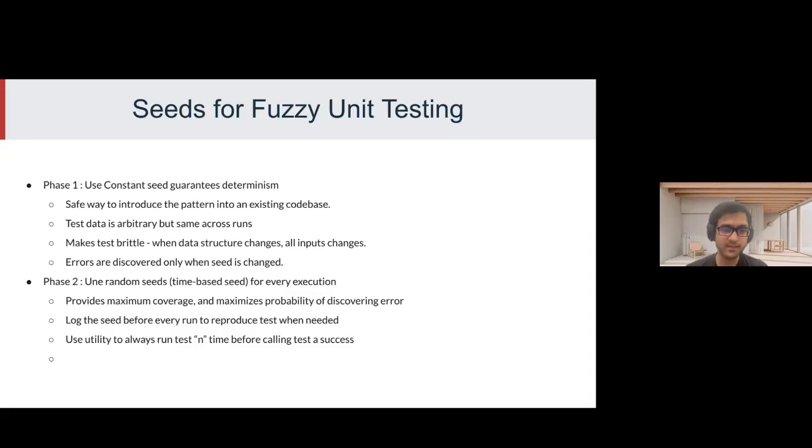That still gives you some testing advantage, but typically the code under test only fails when the seed is changed. Unless you actually change the seed, the test data is not changing, so your code under test is not exposed to any new data. Phase two would be to actually generate very random seeds. Typically, we use time-based algorithms to generate these seeds, and this provides the maximum coverage, because every time your test runs, it's using a new set of data, and the probability of discovering an edge case increases.